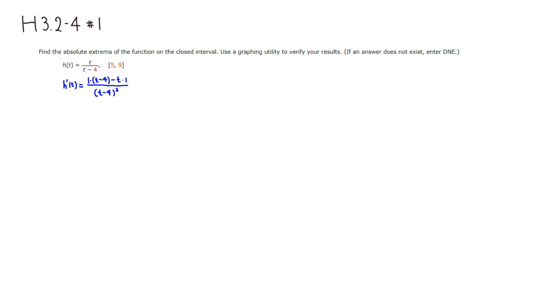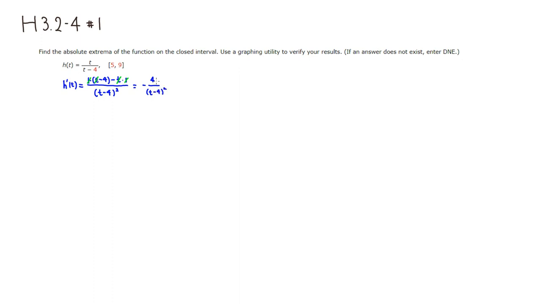Alright, so we can clean this up a bit. Times 1 really doesn't do anything, so we scratch that. We have a t minus t, so that goes away. So you see that you're going to have negative 4 on top, and then you have (t minus 4) squared.